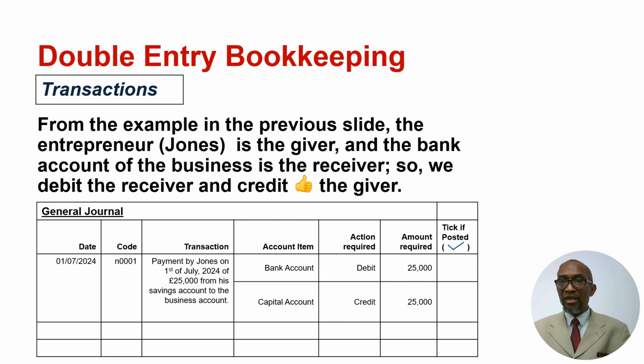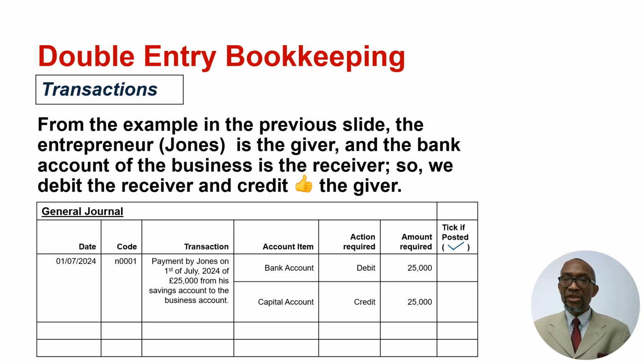There could be different versions, but this is a typical one which contains vital columns. Very important ones are the date, column 1, code, column 2, transaction, column 3, account items, column 4, action required, column 5, and then column 6, amount required. The last column here is just a to-do list to tick whether the entry has been posted to the general ledger or not. So the first column, the date, we give the date of transaction, 1st of July 2024.